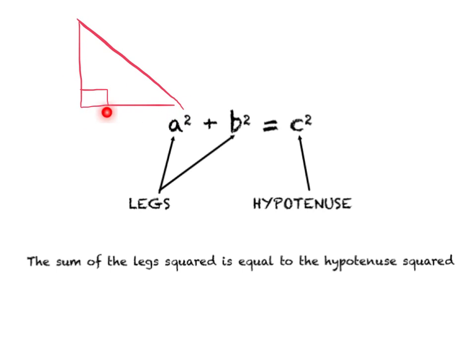It doesn't matter which leg is labeled A and which leg is labeled B. But this side of the triangle has to be labeled C because it's the hypotenuse. Another interesting fact you should have gotten from page 314 is that the hypotenuse is the longest side of a right triangle.